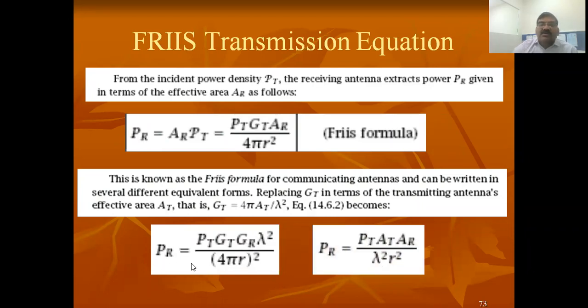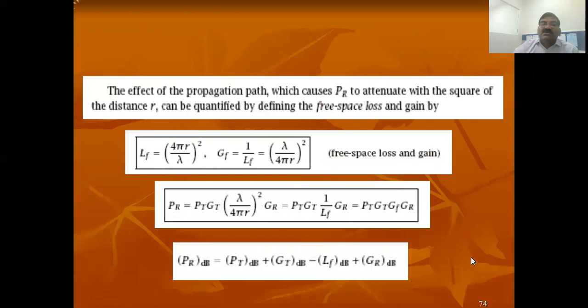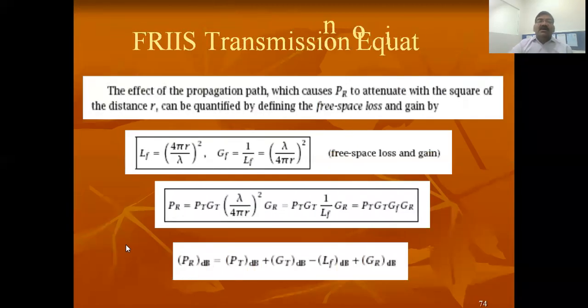So this is the Friis transmission equation. Again, it can be rearranged in terms of aperture areas: PT, AT, AR upon lambda square r square. If you increase the aperture area of both the transmitting and receiving antennas, the power at reception increases. If you increase the transmitting power, the reception increases. It is always inversely proportional to r square, where r is the distance. So this is the Friis formula. It can be rearranged in different ways, and it can be calculated in terms of dB.